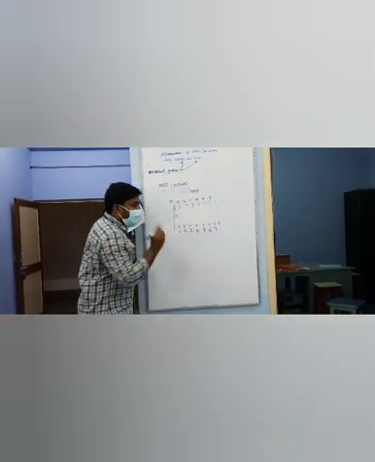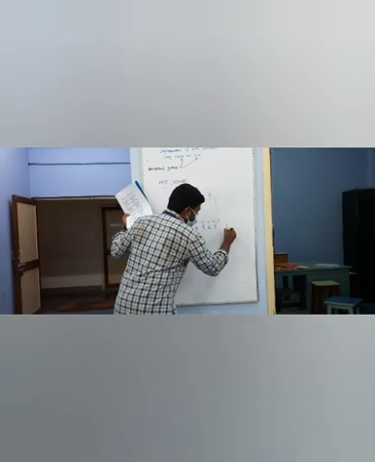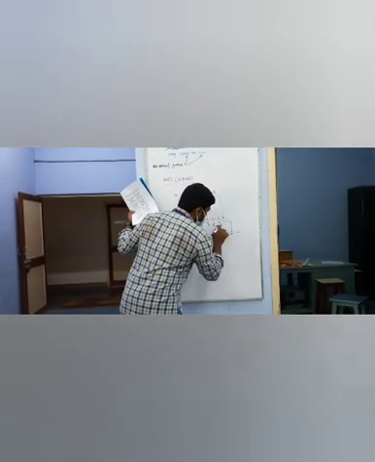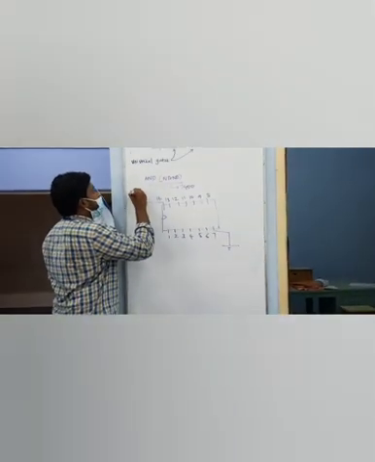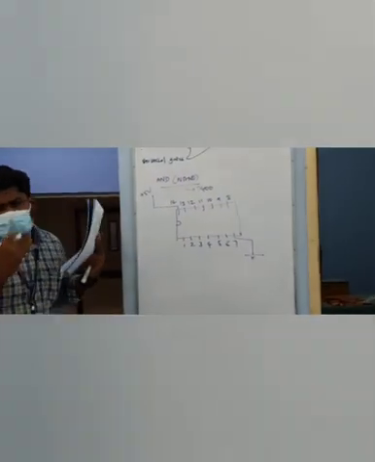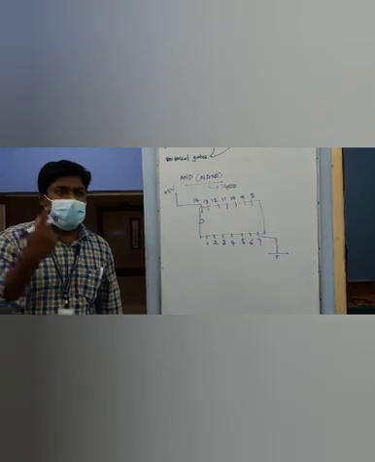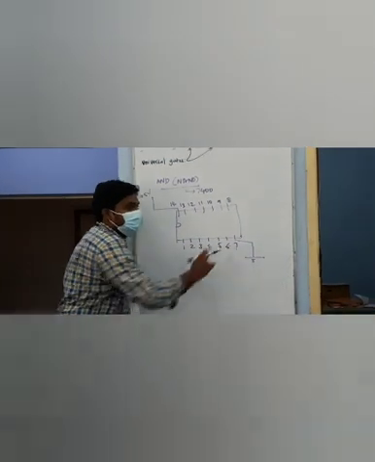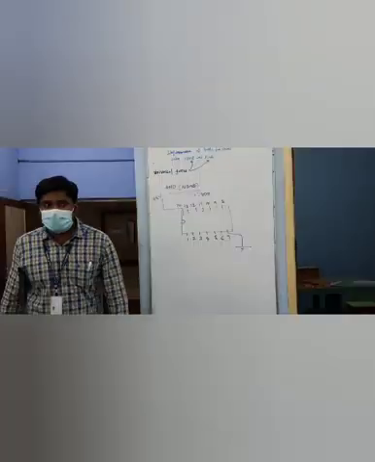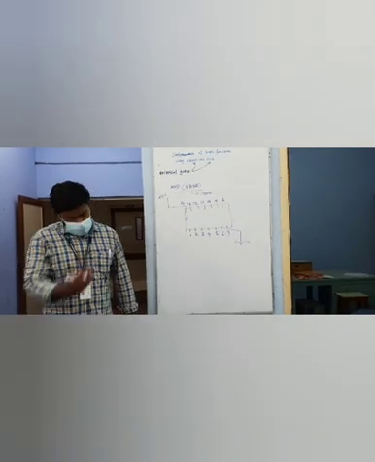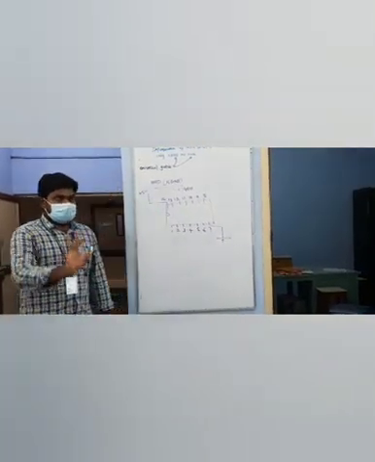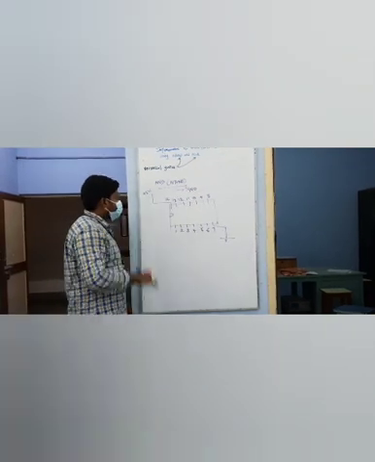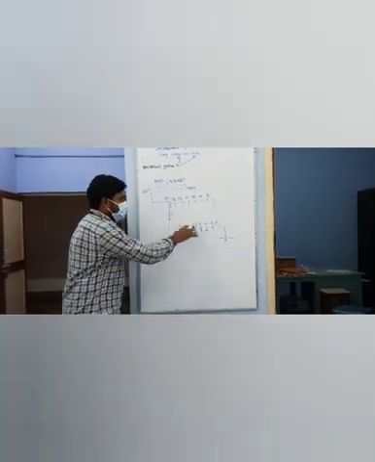Now always your 7th pin is connected to ground and 14th pin is connected to plus 5 volt. 7th pin is connected where? It is connected to your ground.